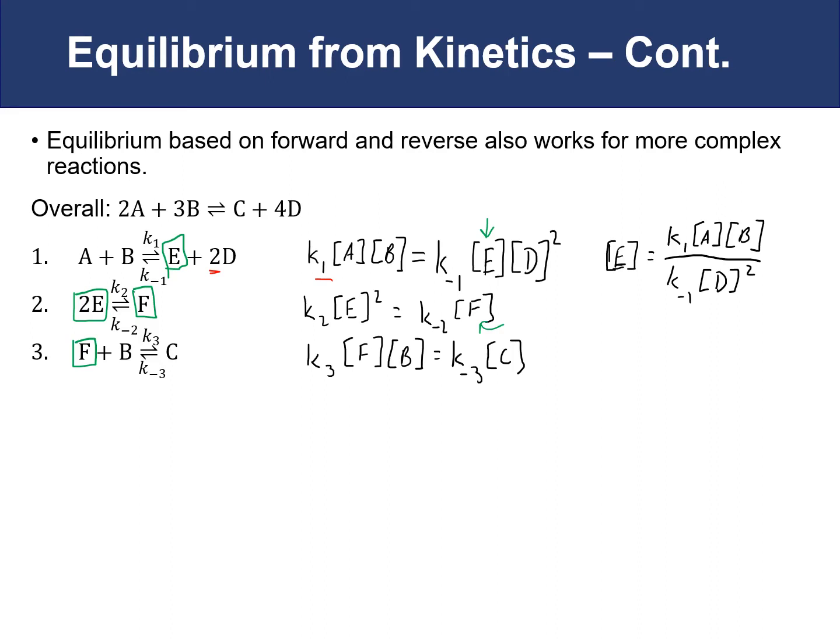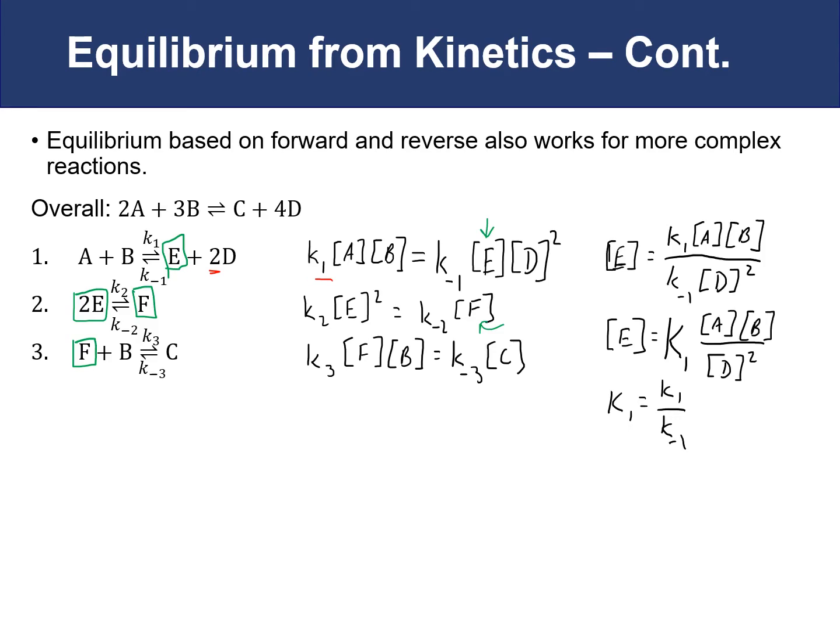We can rewrite this as our concentration of E is equal to capital K1 times A times B over the concentration of D squared. And for this, we're saying we're going to let K1 be equal to little k1 over little k minus 1.